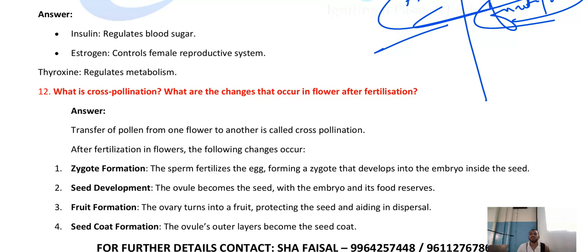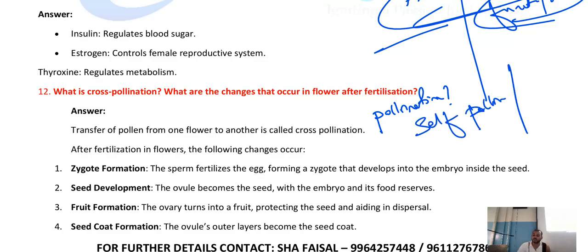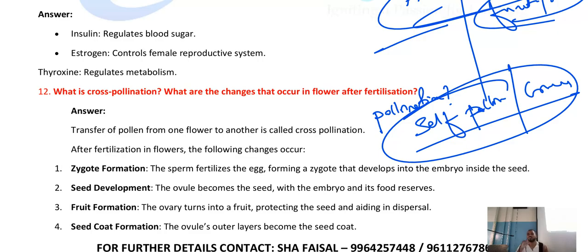Now here, as you can see, they may ask you this question in such a way: what is pollination? Make a note of this question. Mention the different types of pollination. So we have different types of pollination, that is self-pollination and cross-pollination. Sometimes they can ask you the question, write the difference between self-pollination and cross-pollination. Expected question.